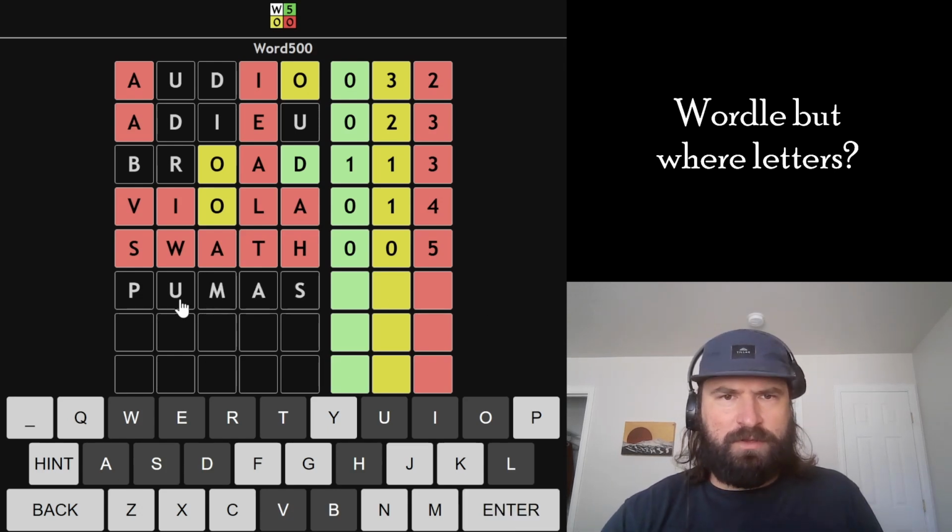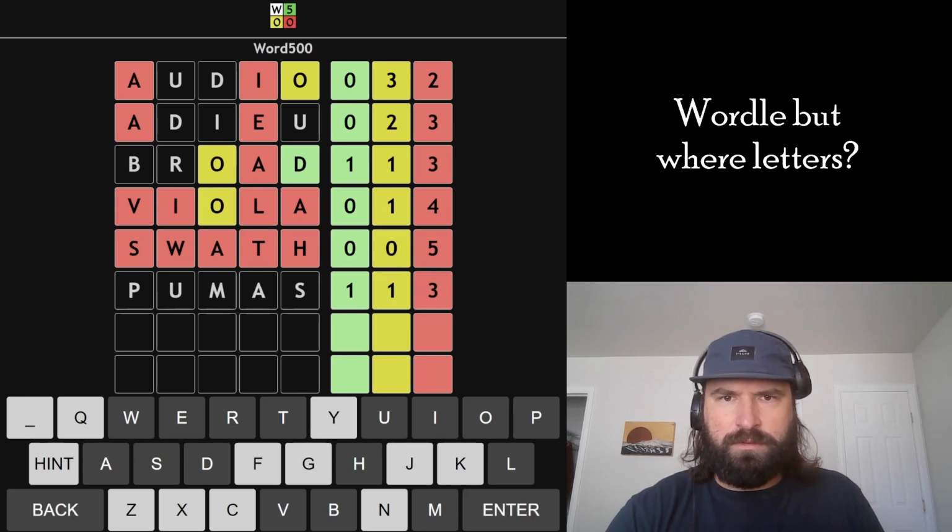So I'm going to have a yellow from the U because I know the U is in. If I get a green, it's pound. If I get a yellow, it's mound. If I get nothing, it's found. I got a green and a yellow, so it's pound.